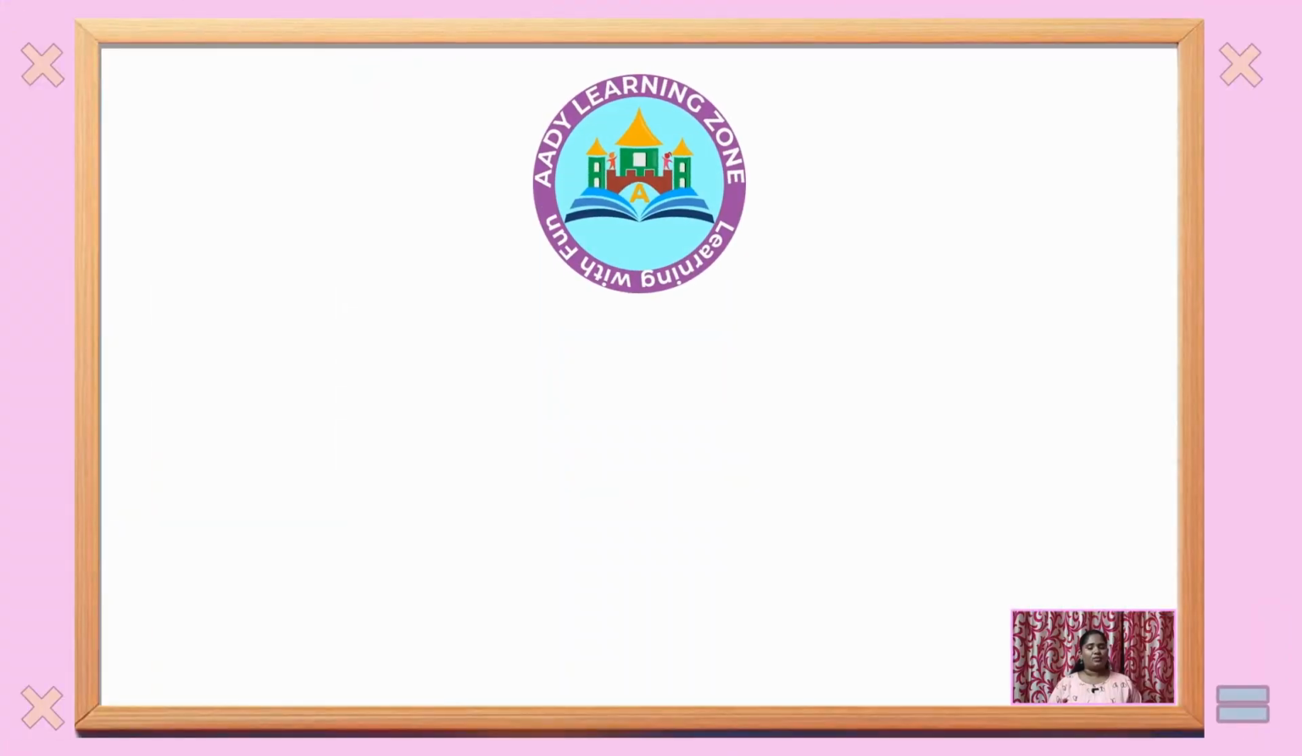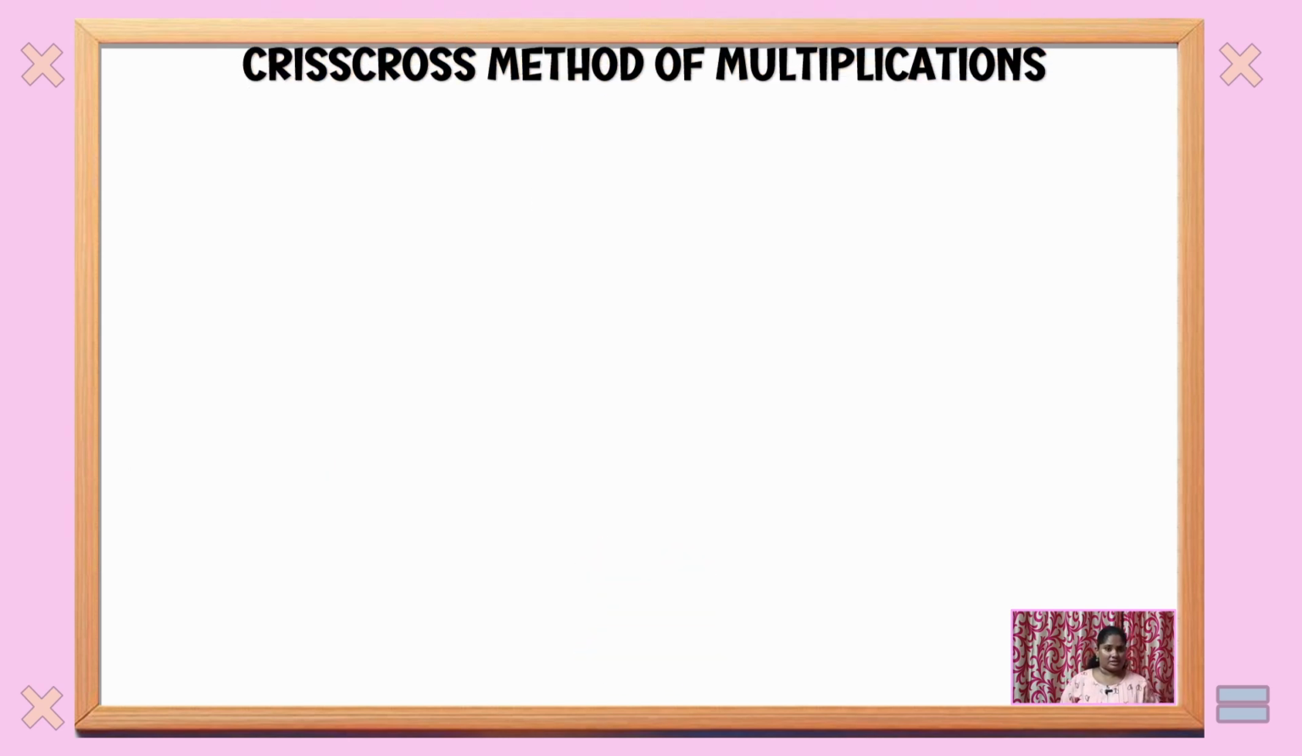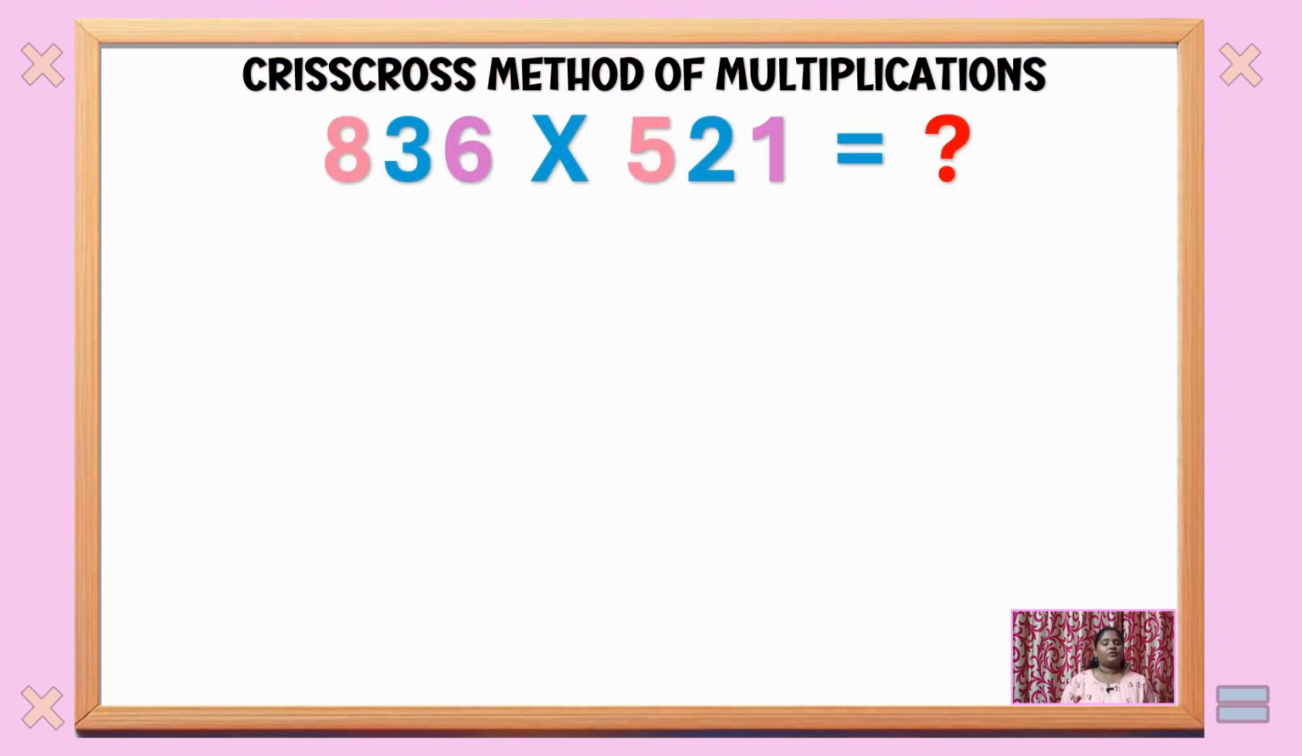I hope you have seen part 1 of crisscross multiplications. Let's see crisscross multiplication in 3 digits. Before going to that, let's see the rules. In doing 3-digit crisscross multiplication, we need to use 5 rules.